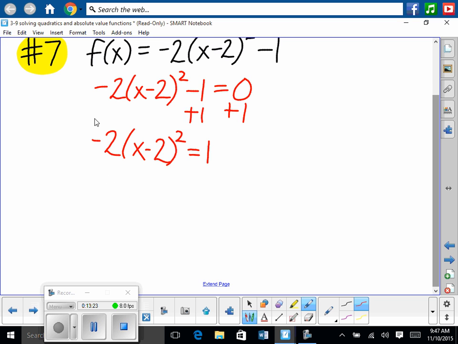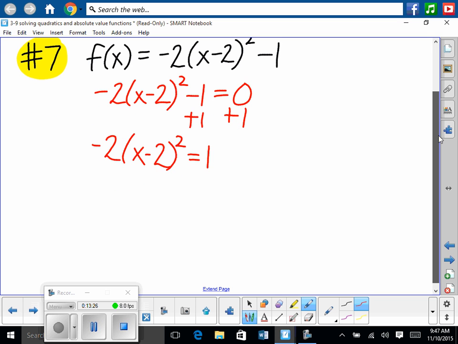Where the heck is the little thing? Okay, let's see if it's working now.